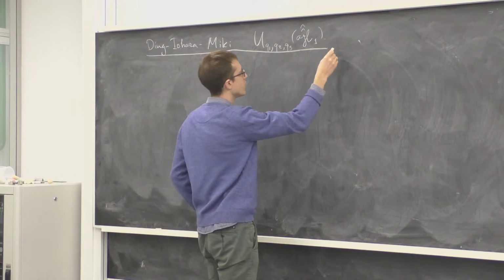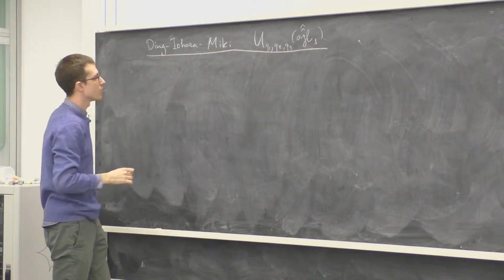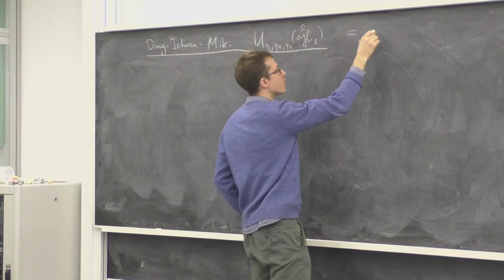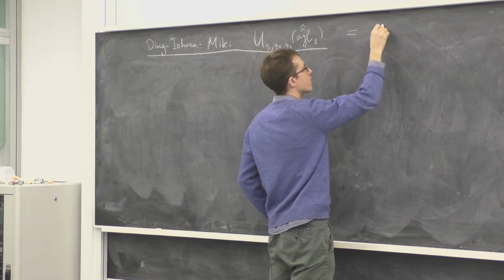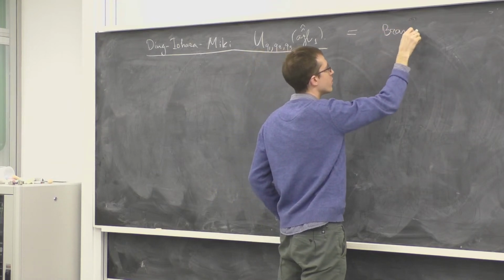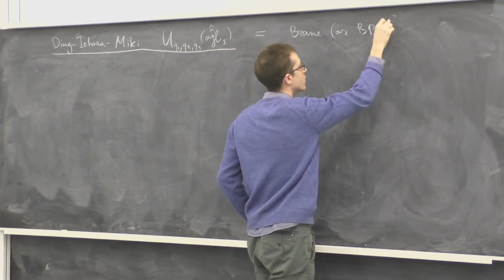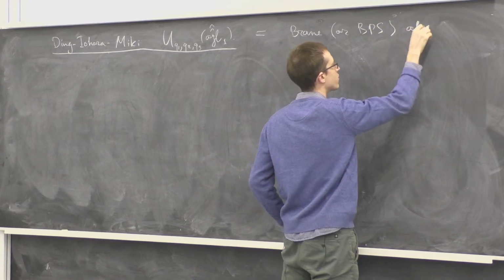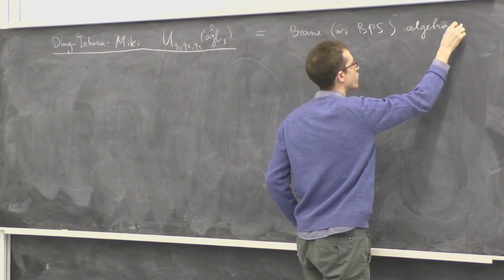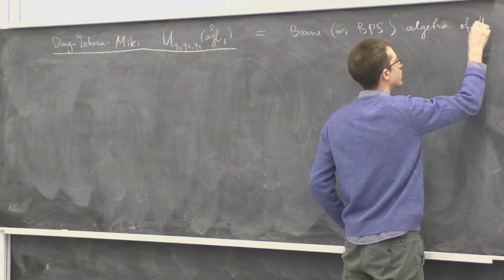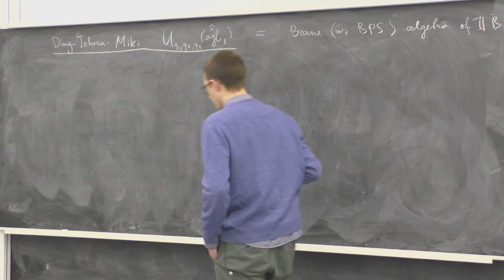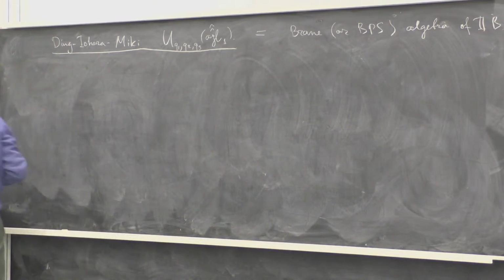And the idea is that this is what we can call a brane or BPS algebra of type 2B strings. So that's the idea. In a particular background, of course. So there are parameters. These parameters will correspond to the parameters of the background.